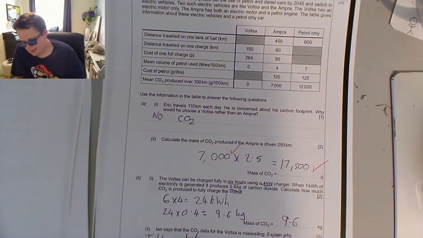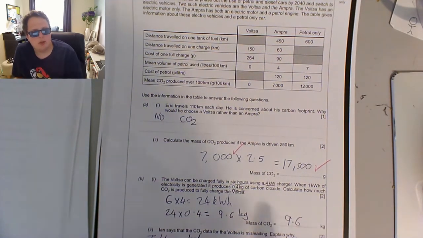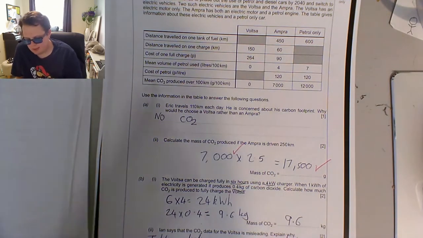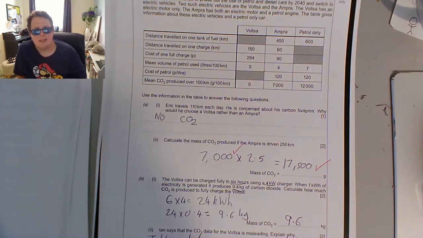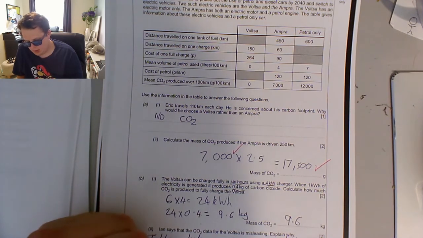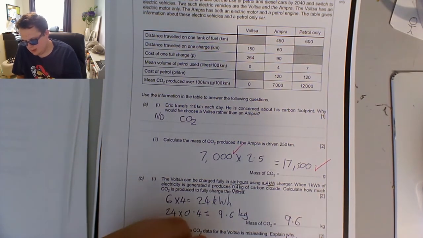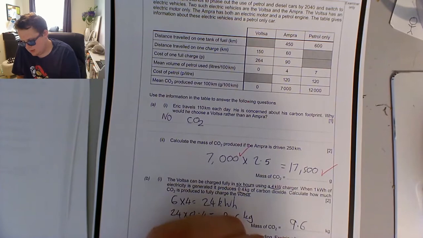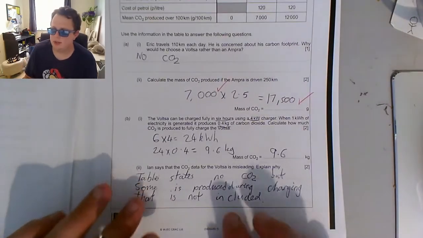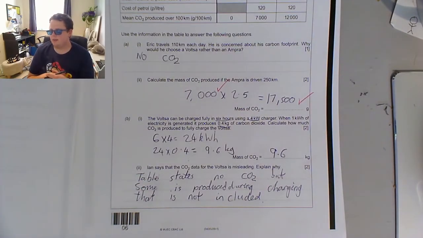Okay, so the important bit here is the table states no, but we do have some from the power station. So those are the 2 marks. One for saying the table says no. The second is for realizing there must be some from charging that's not being included. Let's put that down. That is not included. Whoops, realized you can't see that answer. There's that answer there. So table states no CO2, but some is produced during charging, and that's not included.